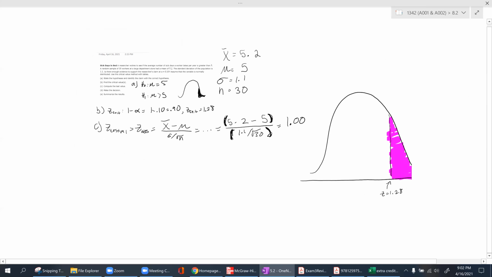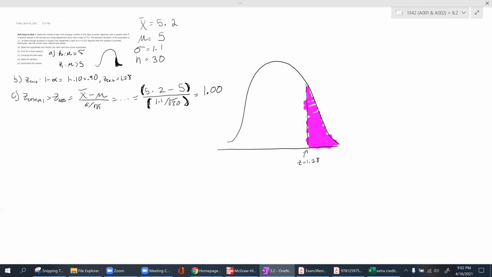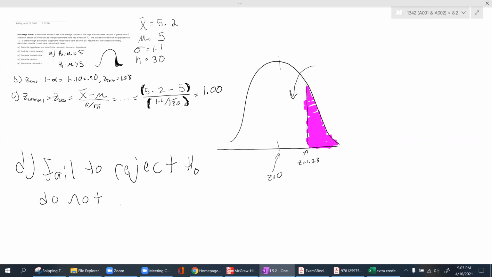And then you're going to make an observation. This is right smack in the middle. This is z equals 0. I see this equals 1. It's here. So for D, you would state fail to reject the null hypothesis, or in other words, do not reject. So it's not in there.